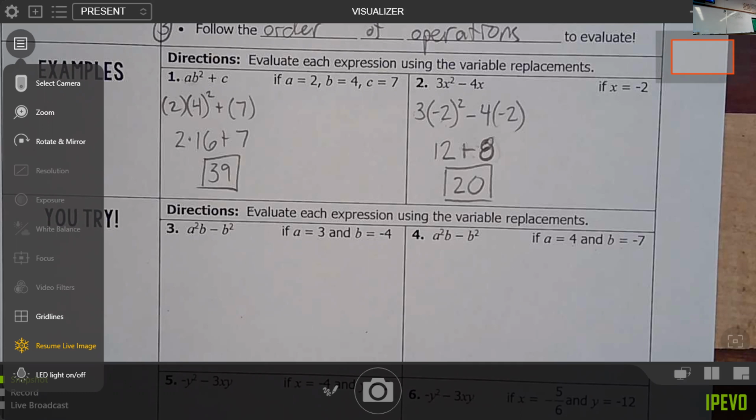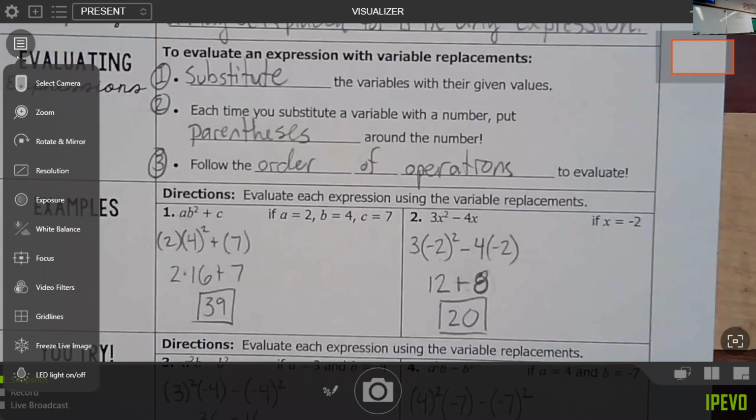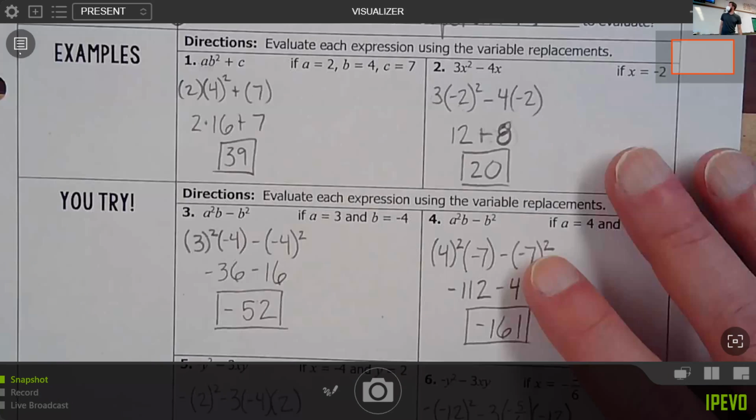Negative 32. Let's see. I definitely got a negative. And my number also ends in 2, but my first number wasn't a 3. Let's see. I ended up with, I got negative 52 on mine.